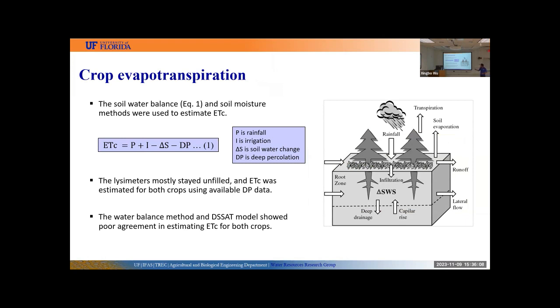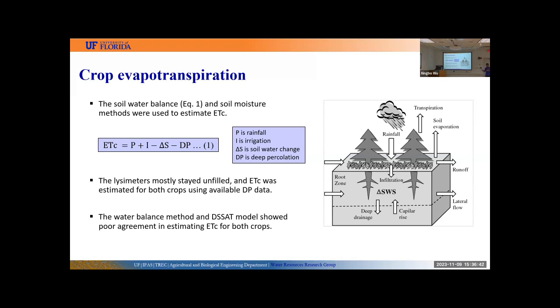This is the equation for the soil water balance approach. We had measured precipitation, irrigation, soil water change, and percolation data. Then we used this measured data and calculated evapotranspiration for green beans and the sweet corn. However, during our experiment, the lysimeters were mostly unfilled, but we calculated the evapotranspiration using available percolation data, and then we observed that there was a poor agreement between measured and estimated evapotranspiration data.